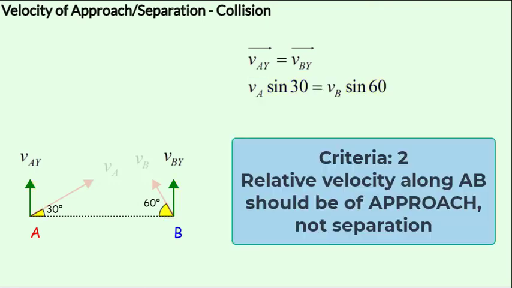And they will collide only if they are approaching and not separating. So the relative velocity between the components of the velocities of A and B along the line joining A and B should be the velocity of approach and not separation.